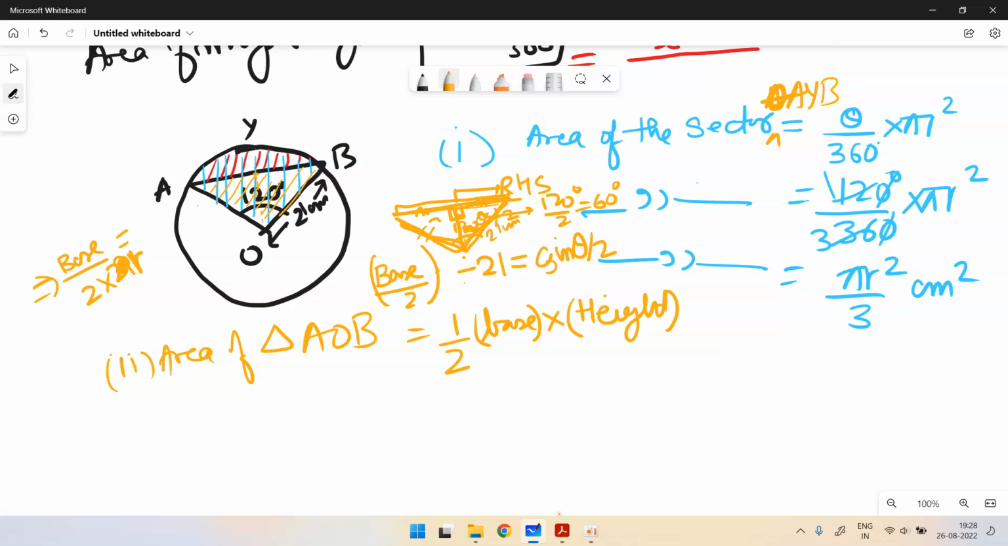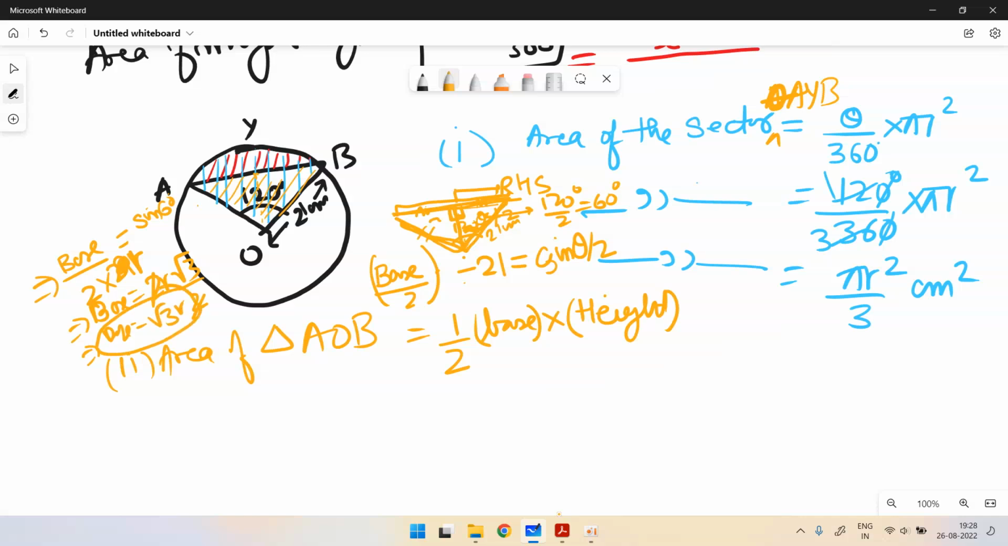What is sine theta by 2? Sine of 120 by 2, sine 60. And sine 60 is 2r under root 3 by 2, because sine 60 degrees is root 3 by 2. Then the base is root 3r. Now the base is root 3r.